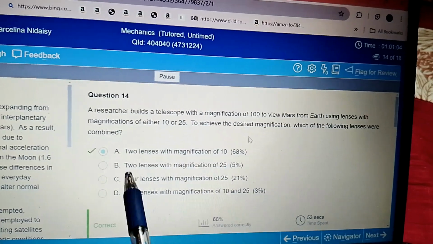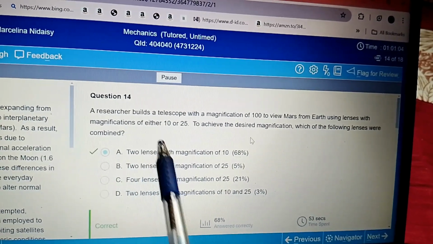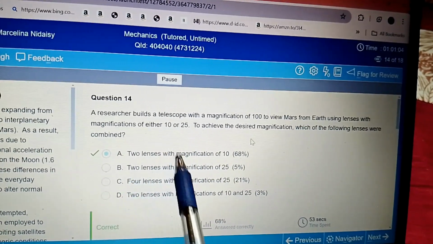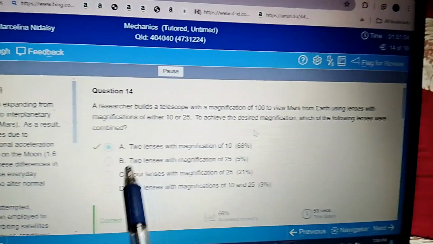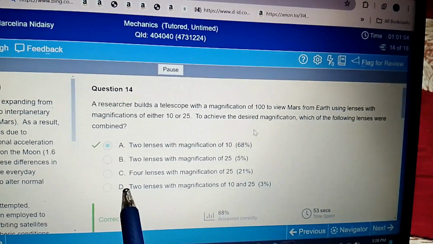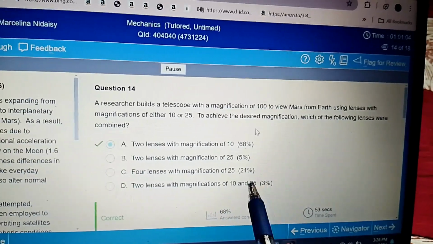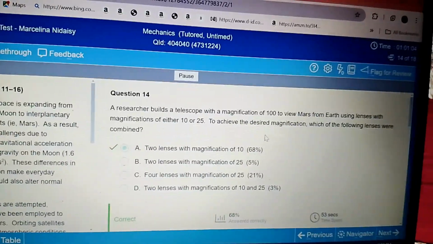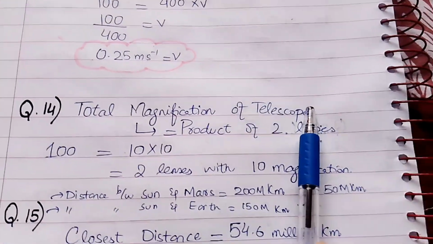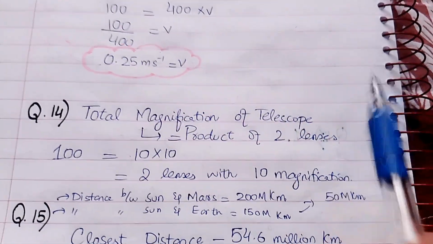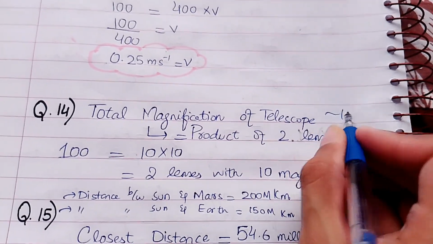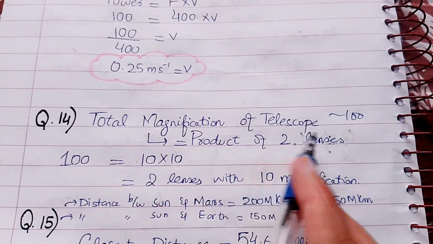10 or 15. So the question is which lenses should be combined: two lenses with magnification of 10, two lenses with magnification of 25, four lenses with magnification of 25, or two lenses with magnification of 10 and 25. The total magnification of a telescope is equal to the product of the two lenses. So the total magnification here is 100, and 100 should be equal to the product of two lenses.